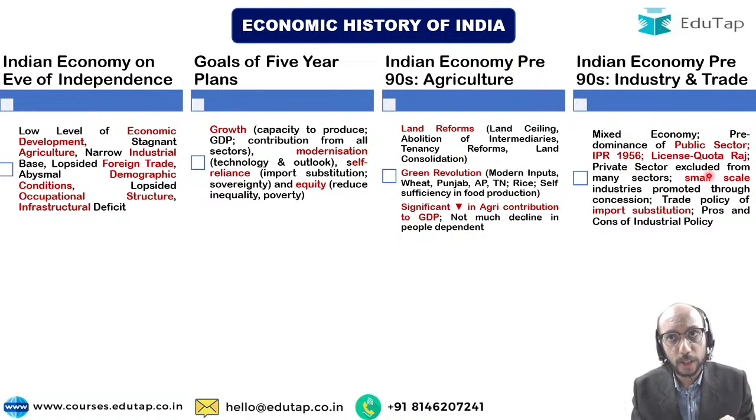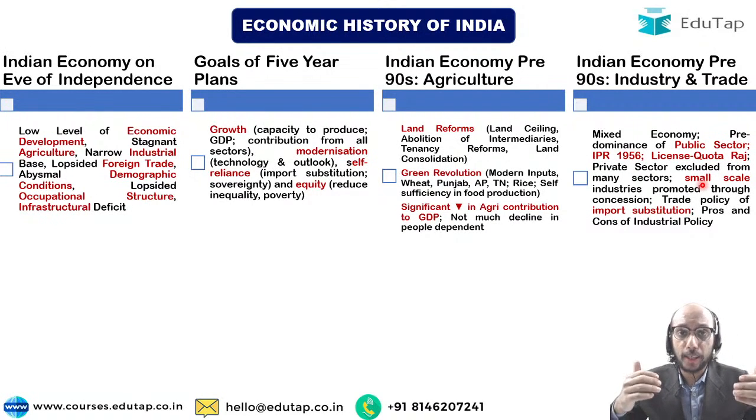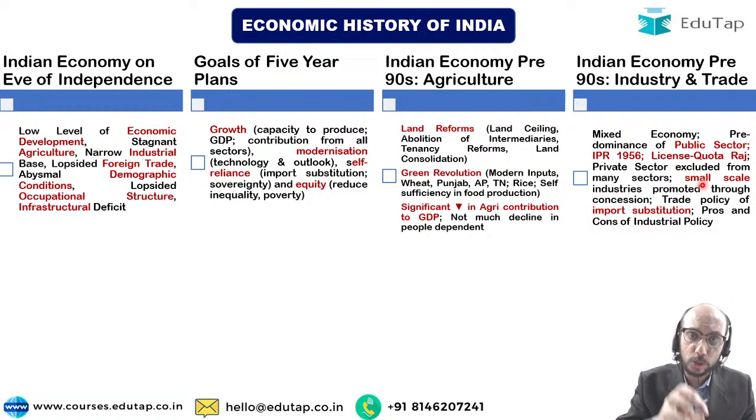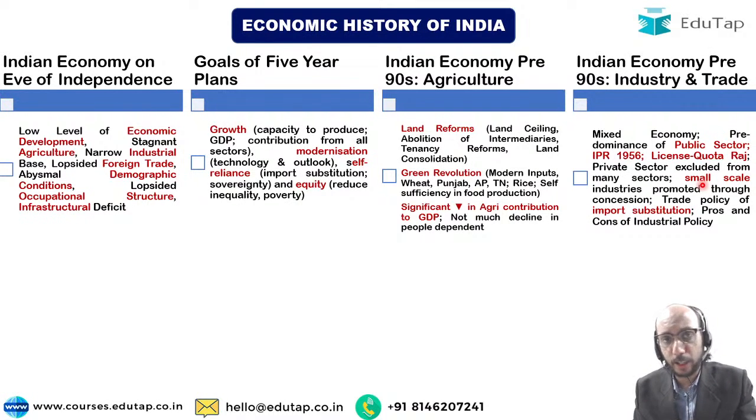Private sector was excluded. Small scale industries were encouraged. Why? Because we wanted employment to be generated across the length and breadth of the country. So some sectors were reserved only for the small scale sector. So only small scale industries could be established in those sectors across the length and breadth of the country. Land, labor, capital and entrepreneurship which is available across the length and breadth of the country could be mobilized, and small scale industries could be set up. So these small scale industries were promoted. They were given a lot of concessions. We have already spoken about import substitution.